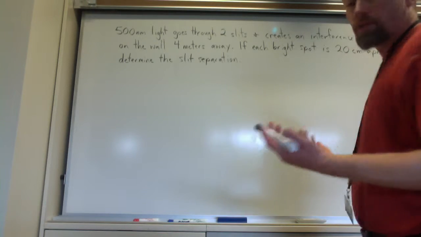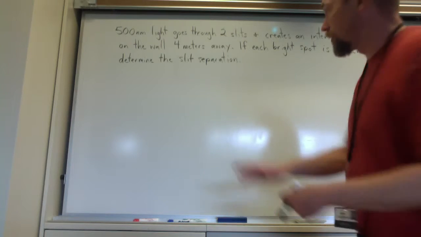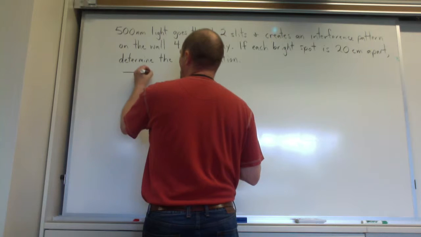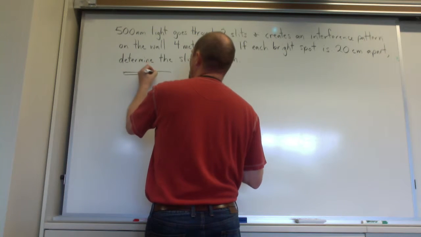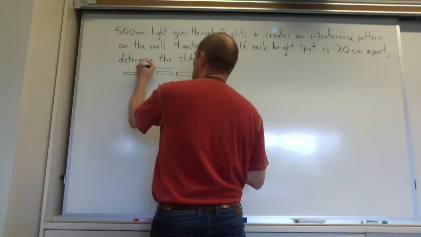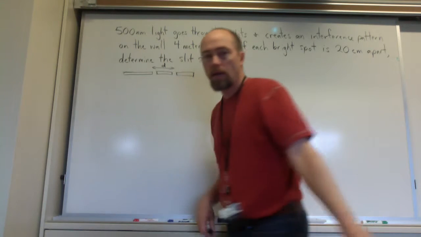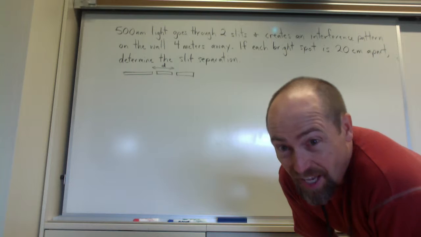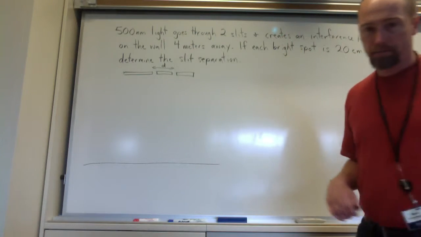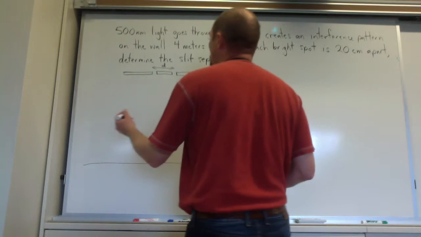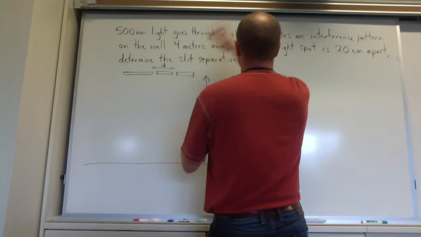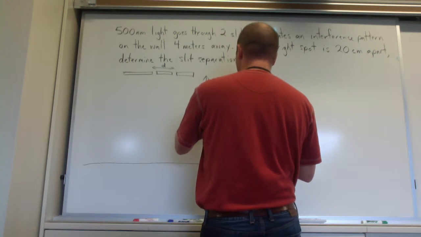I don't really care if you do it this way or this way, but I'll go this way. So, I have here my two slits. They're going to be separated by a distance d. That is what I'm looking for, that unknown distance d. I have my wall down here, and the distance from there to there is given as 4 meters.